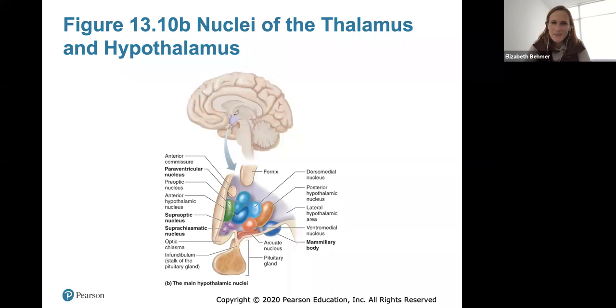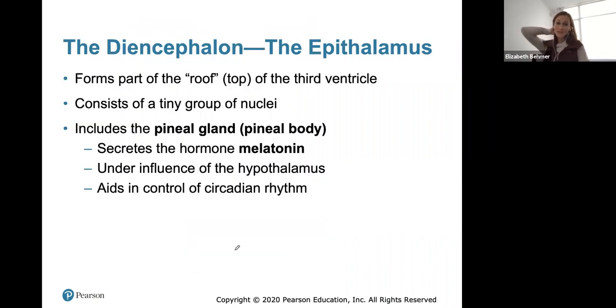So here's a look at the nuclei of the thalamus and the hypothalamus, but the thalamus is located right here. And these are the different nuclei, which just are the different bodies of neurons that control different functions. And the hypothalamus, which again is this upper part with all the colorful circles, is connected to the pituitary gland, which will secrete different hormones. And it's connected via this infundibulum, which is this little stalk. The epithalamus forms the roof of the third ventricle, and it includes the pineal gland, which secretes melatonin, and this controls your circadian rhythm, and it's under the influence of the hypothalamus.